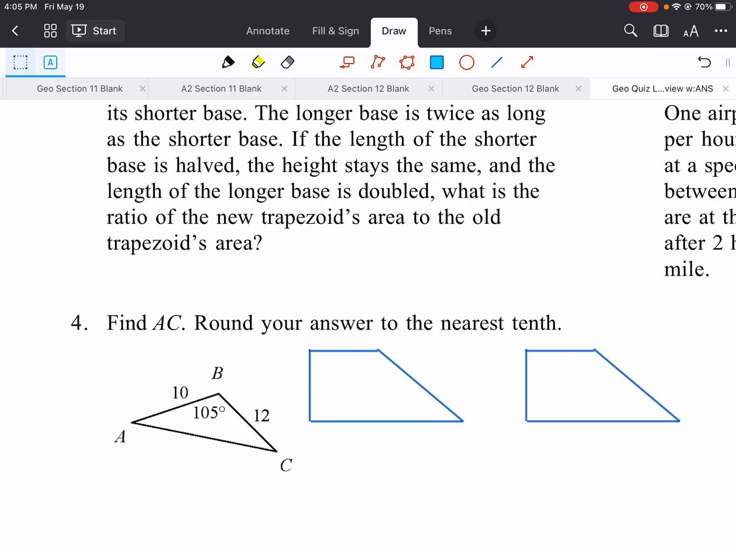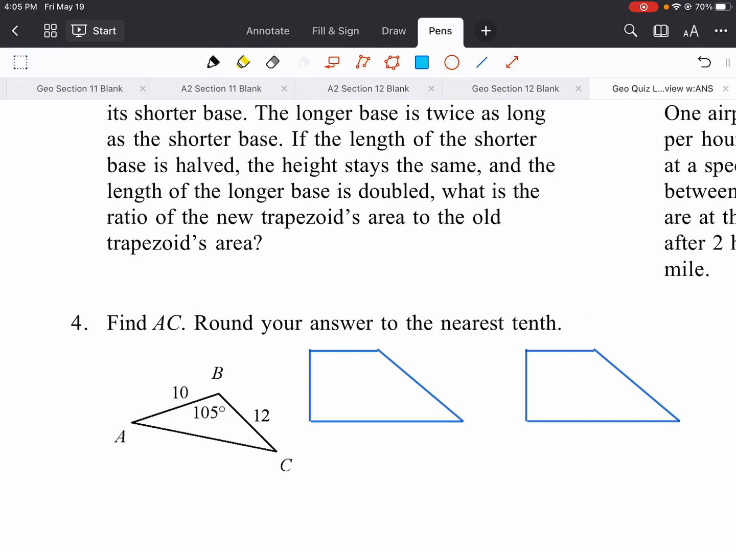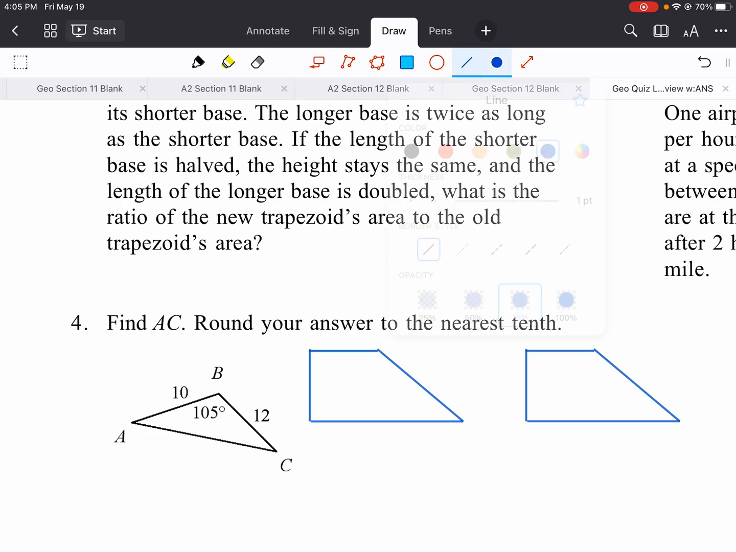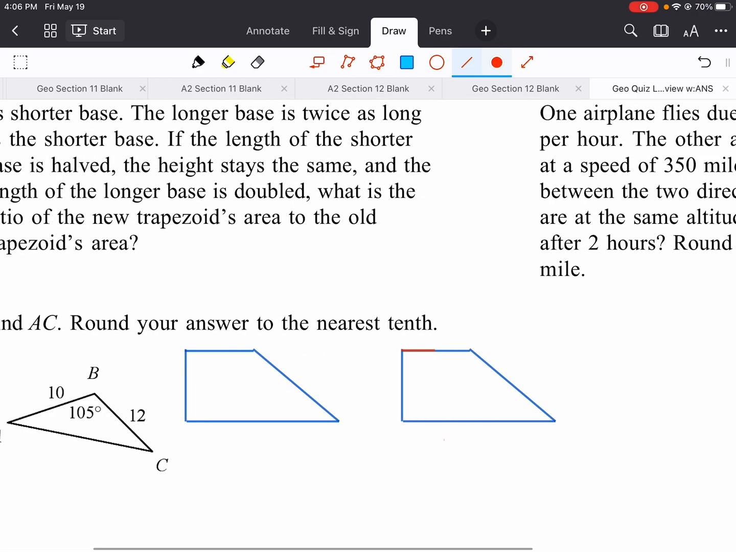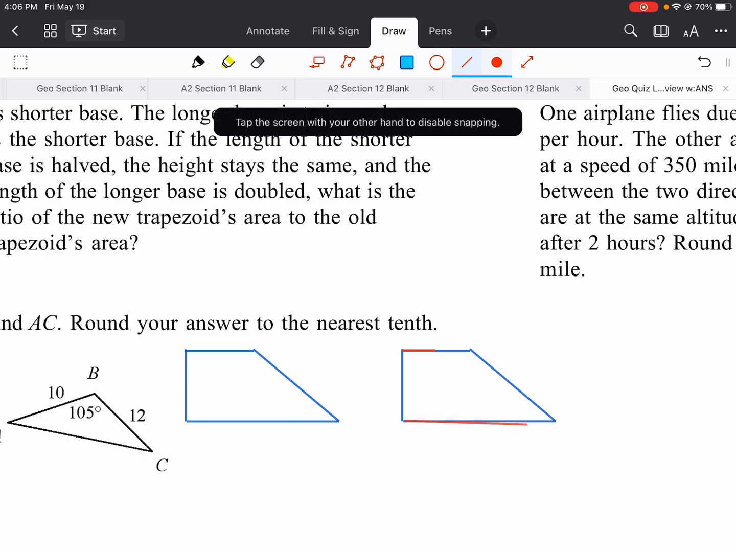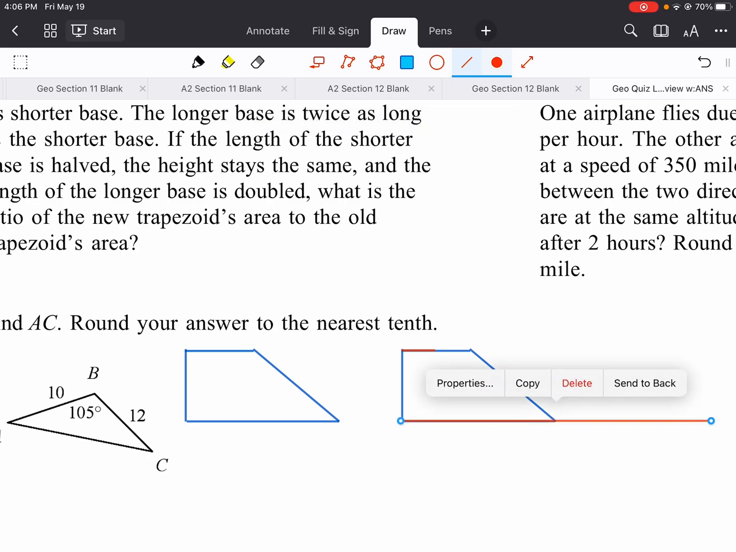So let's see. If the length of the short base is halved, let's just draw right over it. So this length is now half as long. Then what? The height stays the same. Good, so that's staying the same. And the length of the longer base is doubled. Ooh, let's see what that would do. We're going to double that. That's crazy. All right, and the height is the same.